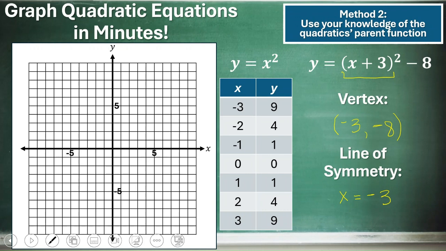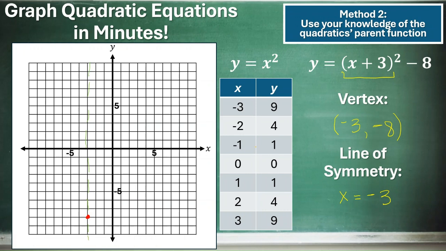So I'm going to go ahead and plot my vertex. I'm going to go over 3 to the left and down 8. So here's our vertex right here. And I am also going to go ahead and put our line of symmetry on here because, as we learned in the last part of this video, we know that points are equidistant from the line of symmetry. So, okay, we're going to do our first set of points, and I'm going to do those in orange.